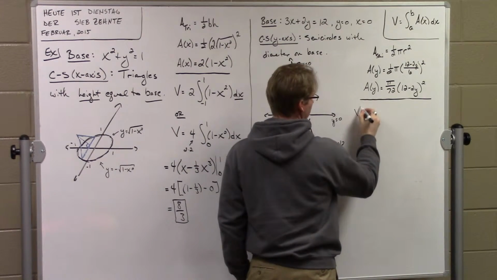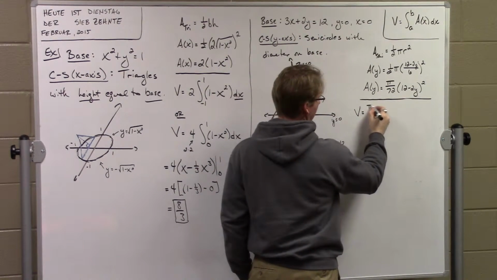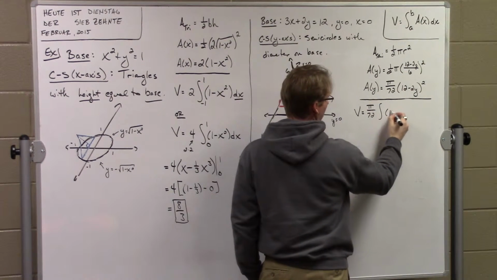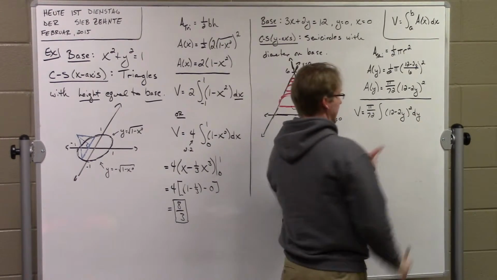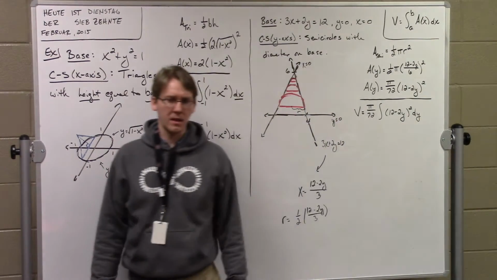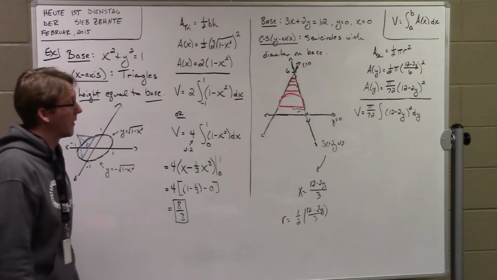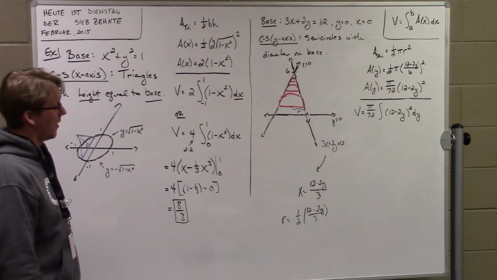So our volume is going to be the integral, let me go ahead and put that out front, pi over 72, integral of 12 minus 2y squared dy. Again, important to put the dy, because y is the variable in this problem. So it goes from 6 to 0, or is it from 0 to 6?